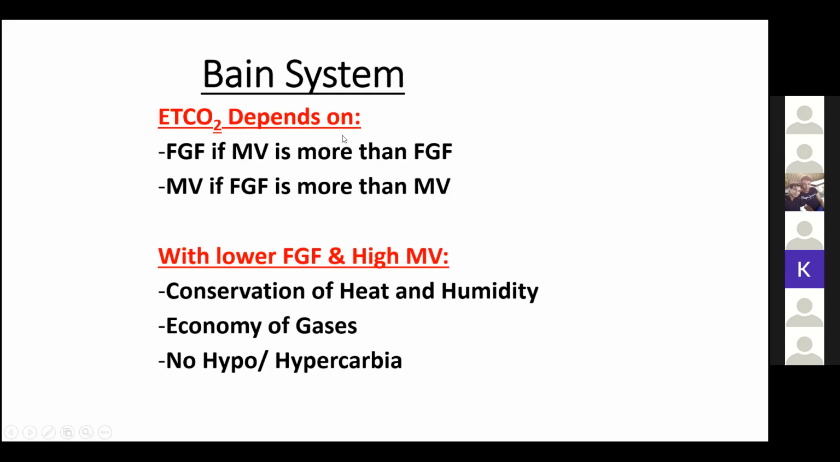In the Bain system, ETCO2 depends on fresh gas flow if minute volume is more than fresh gas flow. And it depends on minute volume if fresh gas flow is more than minute volume. So these factors are to be remembered. With lower fresh gas flow and high minute volume, conservation of heat and humidity occurs, economy of gases, and no hypo or hypercarbia.